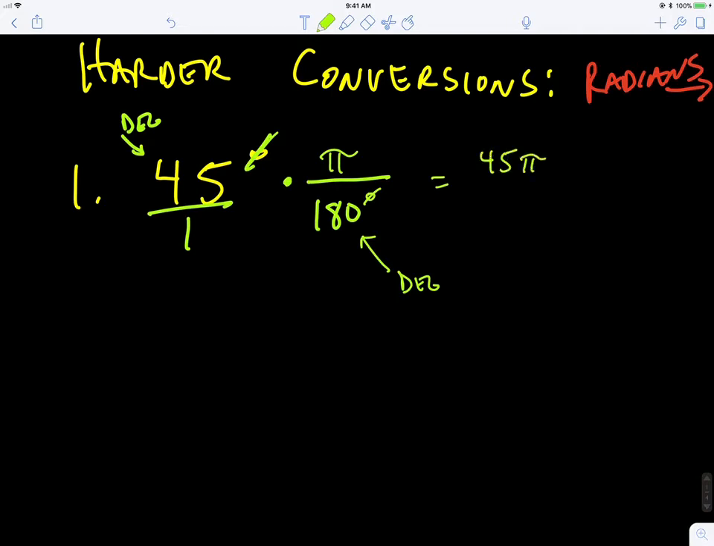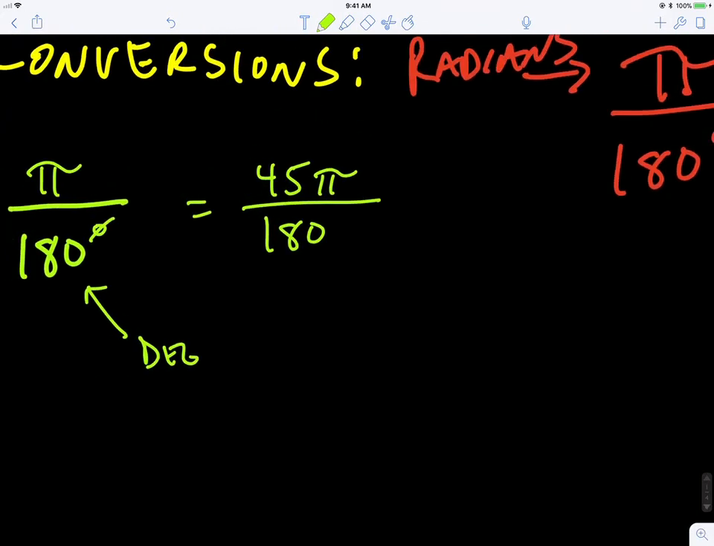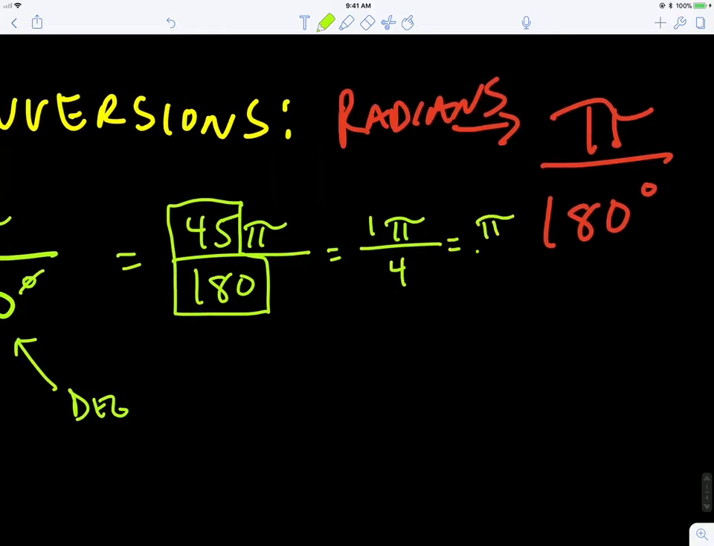So I get 45 times pi, and then I multiply the bottoms, and that's just 180. This would be your angle in radians. Of course, we do want to reduce our fraction, so the pi is going to stay there, but if we look at this fraction, we want to reduce that. That's going to reduce to 1 pi over 4. Does 45 go into 180 4 times? 180 divided by 45 is 4 times, right? And we don't typically show the 1, so it's going to be pi over 4.